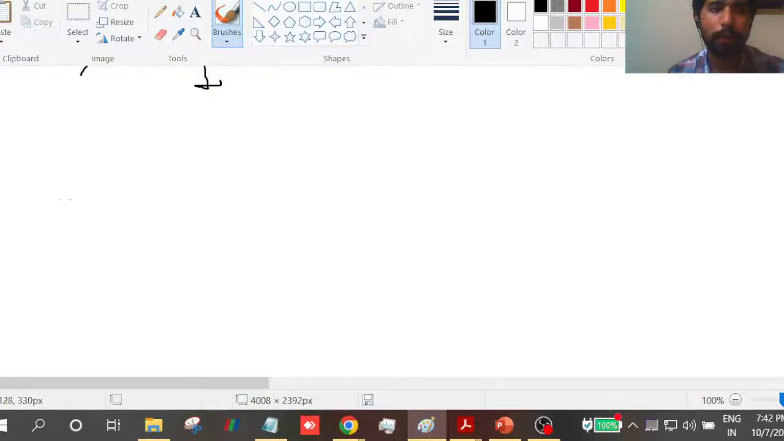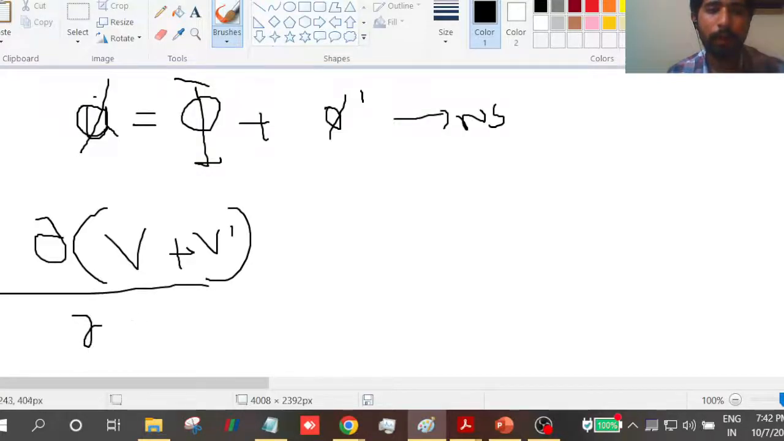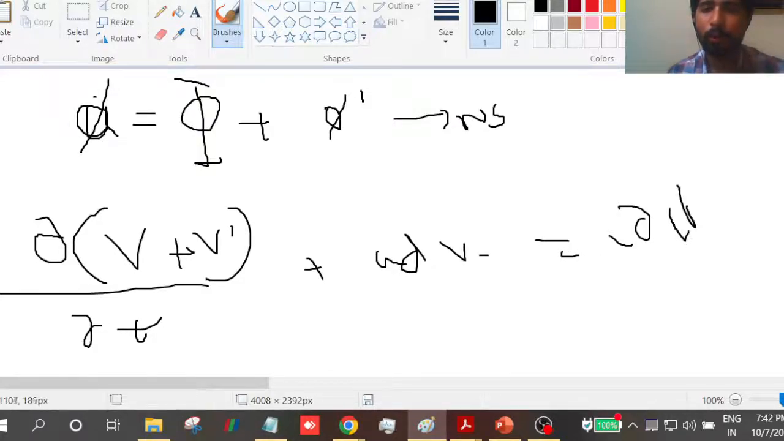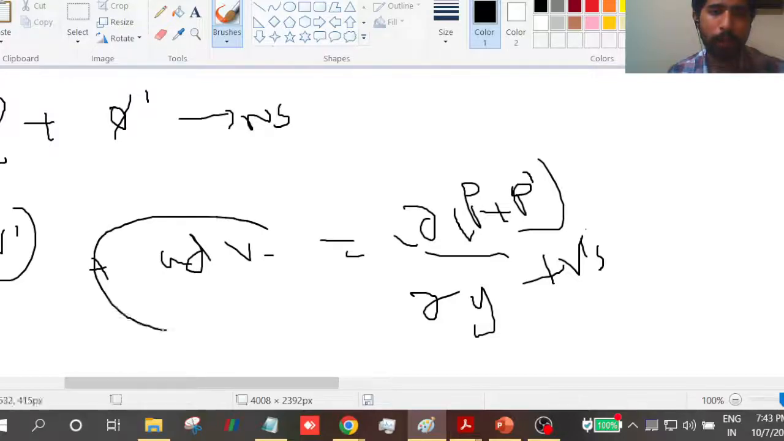When we substitute, for example, in the y momentum equation, we have dou of v plus v dash, the mean component, divided by dou t, plus the advection terms similar to that, minus dou of capital P plus P dash divided by dou y, plus the viscous terms. So this dou v dash by dou t anyway goes to 0. You are left with the advective terms and the viscous terms.